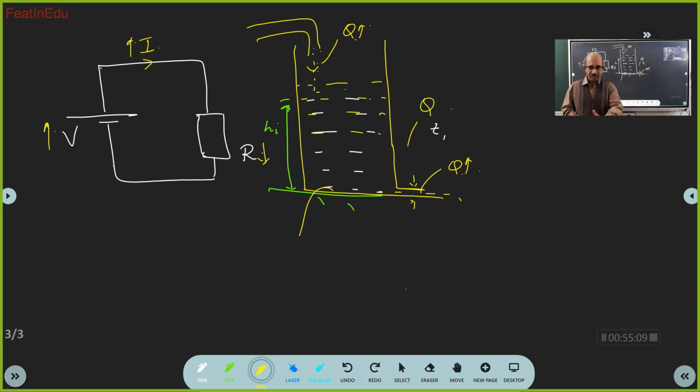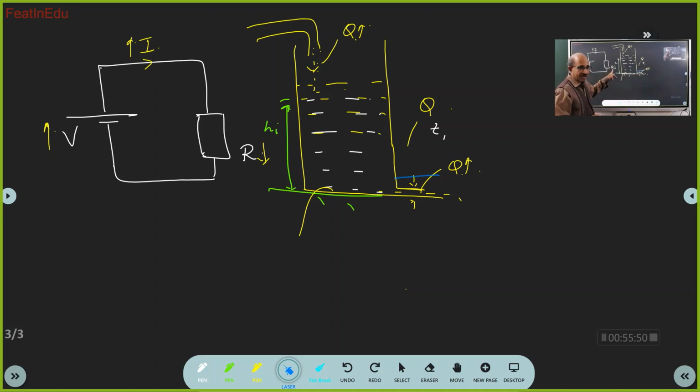Second experiment. I will keep the height same, but increase the diameter of this pipe. Then what happens? So the diameter of the pipe is equivalent to resistance. If I increase the diameter, the resistance to the water will decrease. Same way, what if I decrease the resistance? By increasing the diameter of the pipe, I am decreasing the resistance to the flow. So more water is coming out.